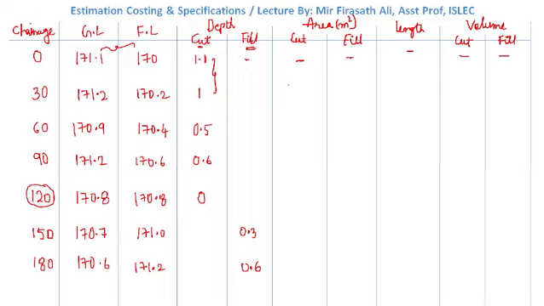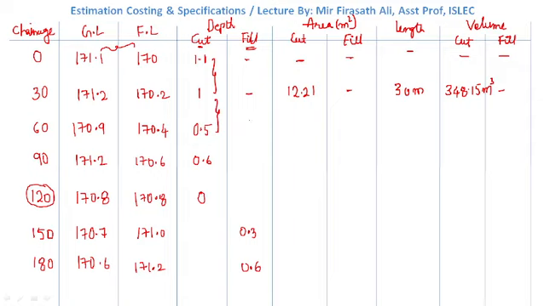So we need to write this in the cutting column: 12.21. There won't be a filling one. What is the length? Chainage length is 30 meters. If we multiply this area into this length, we will get the volume, which is 348.15 meter cube.